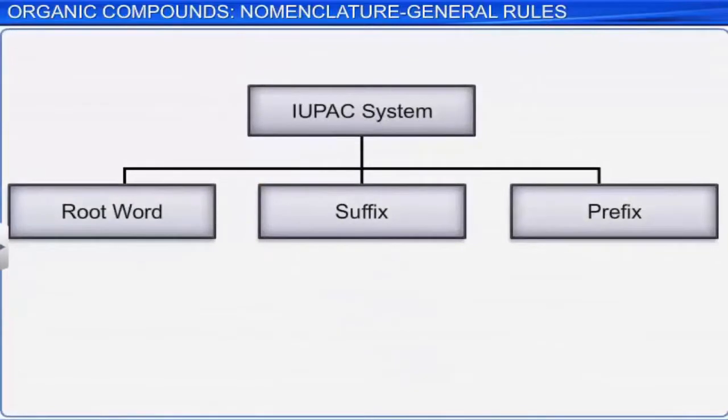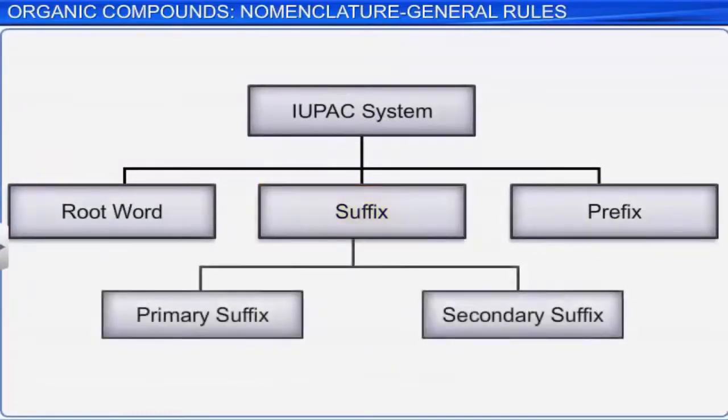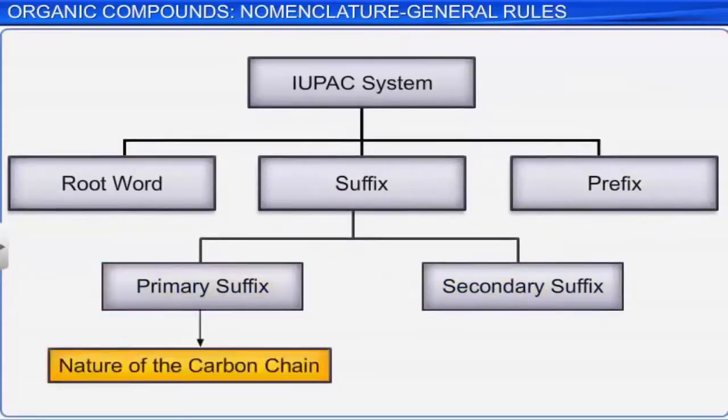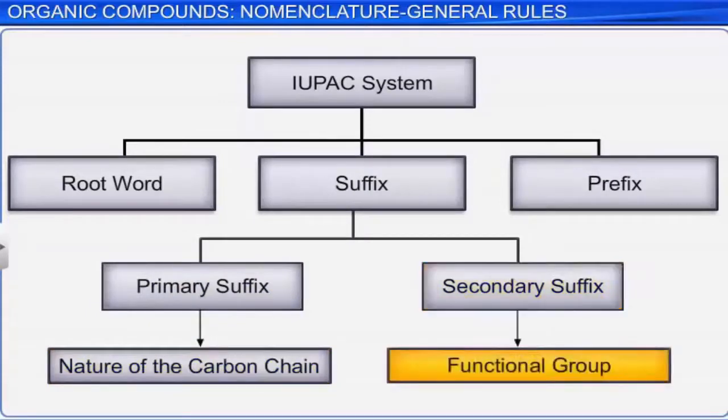Now let's look at the suffix. There are 2 types of suffixes: primary and secondary suffix. A primary suffix indicates the nature of the carbon chain that is saturated or unsaturated, and the secondary suffix indicates the functional group present in the compound.